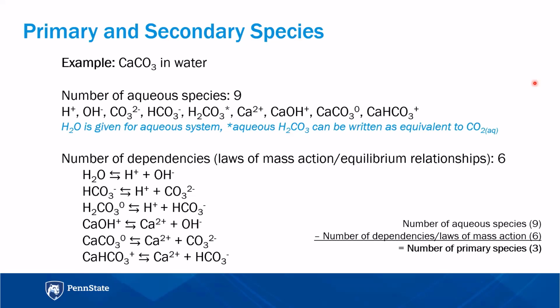We then list out the number of dependencies or laws of mass action with defined equilibrium constants between those species. And so one we can always start with is water forming from hydrogen and hydroxide. We also have equilibrium relationships for each of our carbonate species, which is shown here with bicarbonate and carbonic acid. And we also have laws of mass action for calcium hydroxide, aqueous calcium carbonate, and calcium bicarbonate. So that gives us 6 dependencies or laws of mass action. So subtracting the number of dependencies from the number of species, we get 3 primary species that we need to define.